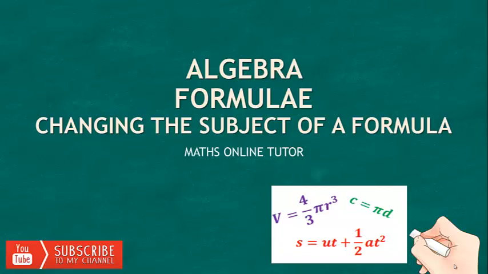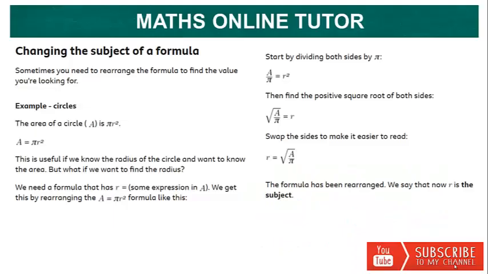Today I am going to teach you about how to change the subject of a formula. A formula is a mathematical rule or a relationship that is described using letters or symbols. Sometimes you need to rearrange the formula to find the value that you are looking for. For example, the area of a circle A is equal to pi r squared.